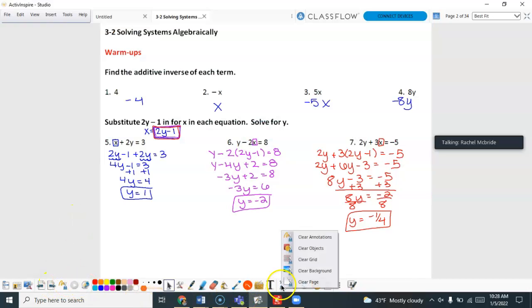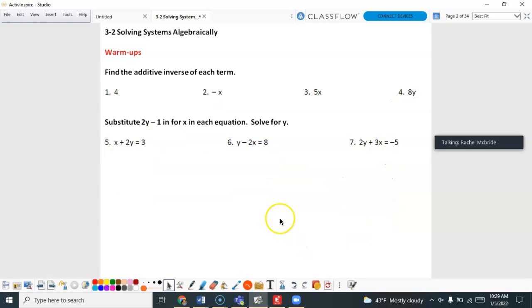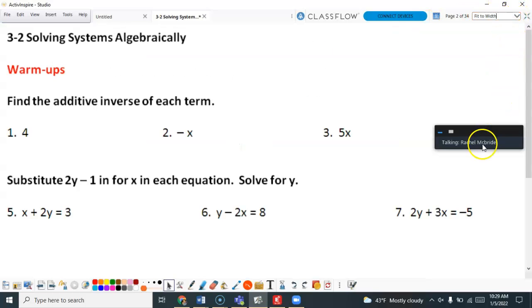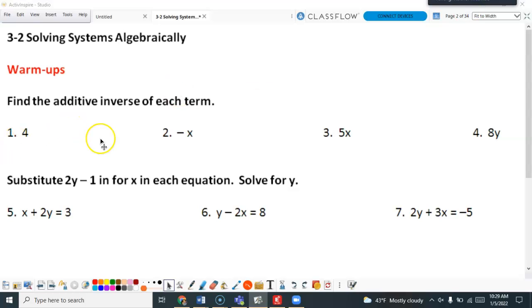Okay? So as part of the warm-up, what we're going to do is find our additive inverse. So the additive inverse of each term is its opposite. So you want to find the additive inverse of each term, which is essentially like saying its opposite. So the additive inverse of 4 is -4.